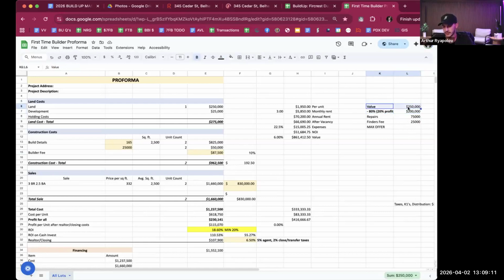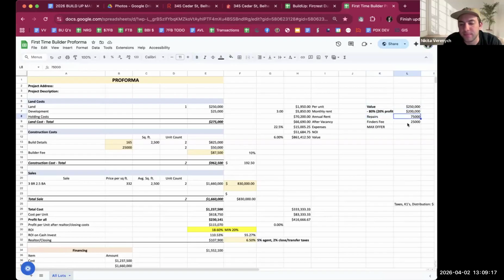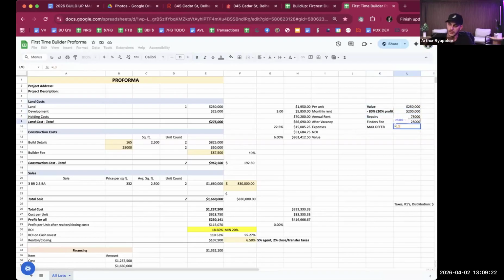You guys see how I did that? Just for everybody else, that's what the investor wants it to cost him. Then he has 75 grand of repairs. Then he has 25 grand to pay you. So in order for it to pencil, 200K minus the 75 minus the 25, he needs to pay 100K. This is just rough numbers.